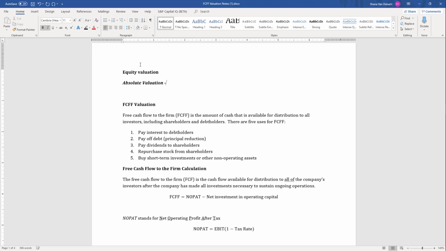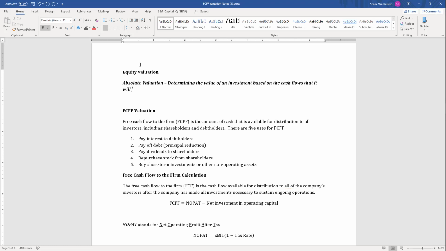What absolute valuation is, is determining the value of an investment based on the cash flows that it will generate to the investor. The future cash flows discounted back at the appropriate rate of return.